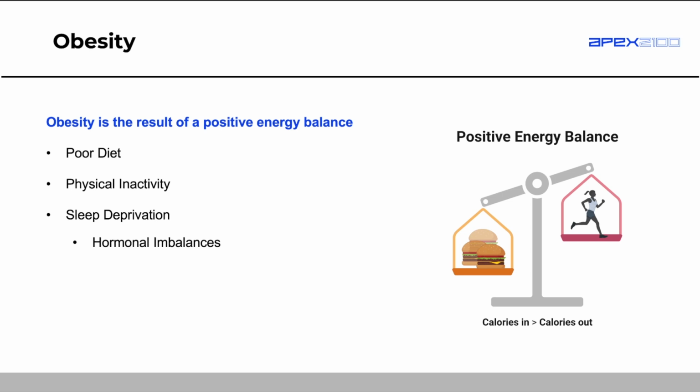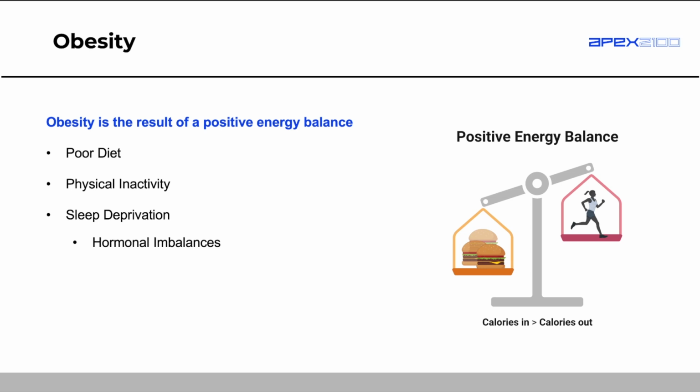So we want to make sure our energy balance is neutral. We're eating what we need for the amount of energy that we're using per day. If we're eating more energy than we're using per day, we're going to gain weight. If we're eating less than we're expending, we're going to lose weight.